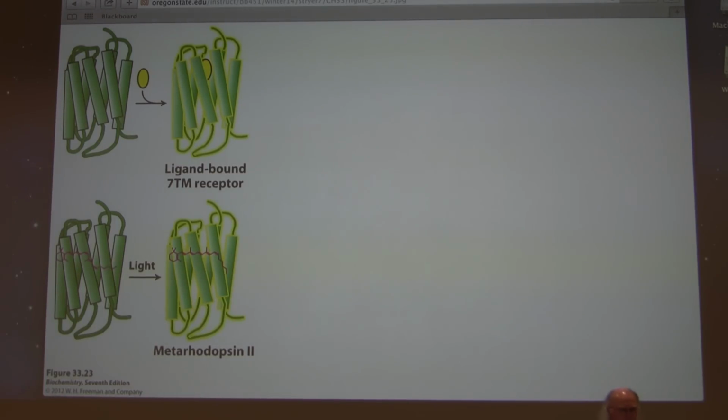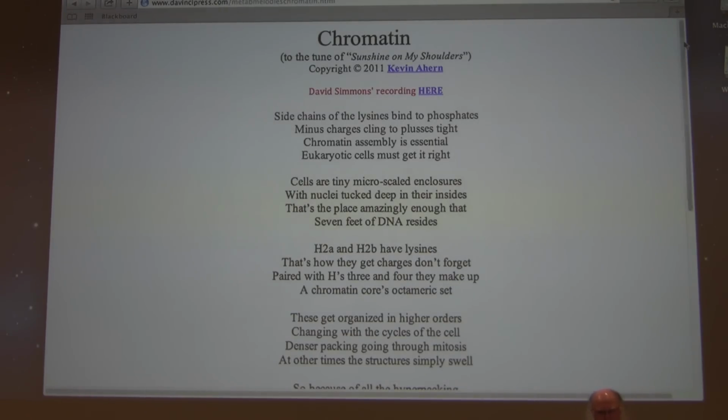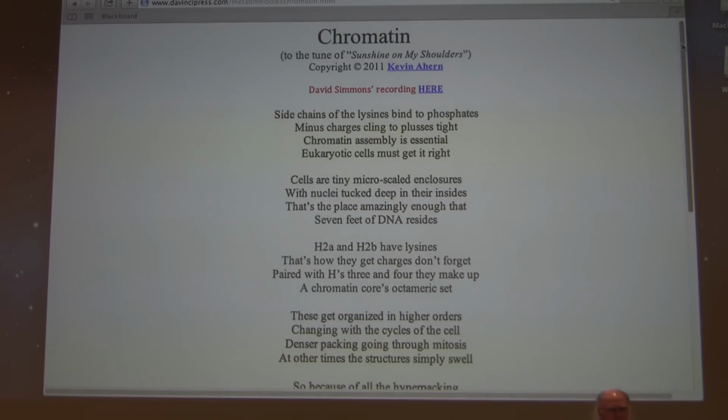And the song actually relates to last lecture. It's called Chromatin. It's an old tune called Sunshine on My Shoulder. Anybody know that song? Okay.